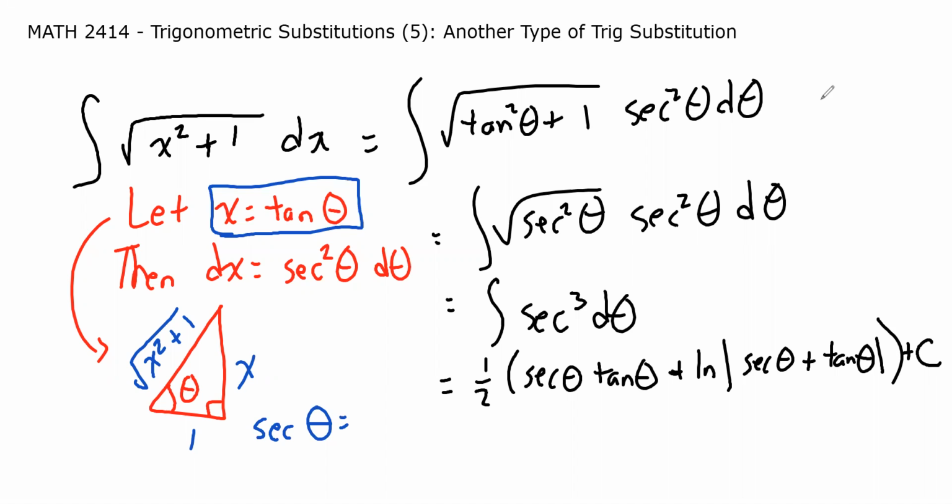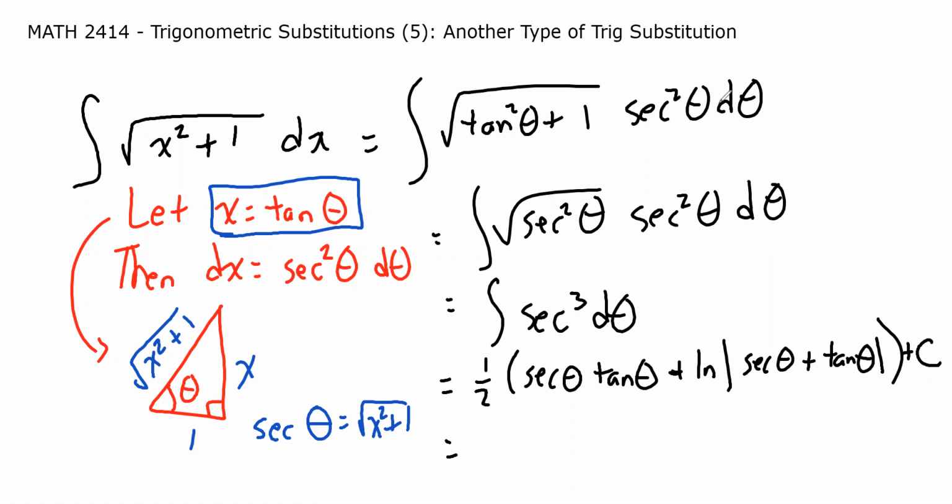Secant of theta is the reciprocal of cosine. Cosine is adjacent over hypotenuse. So secant is hypotenuse over adjacent. And in this triangle, hypotenuse over adjacent is just the square root of x squared plus 1 over 1. But why bother putting it over 1? So that's going to replace secant, and x is going to replace tangent.